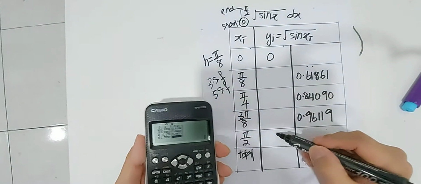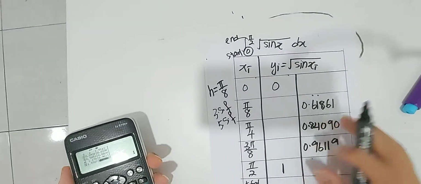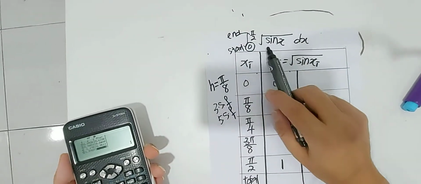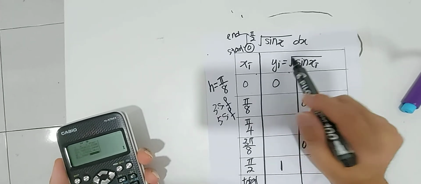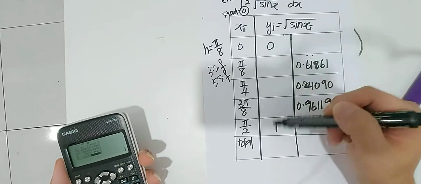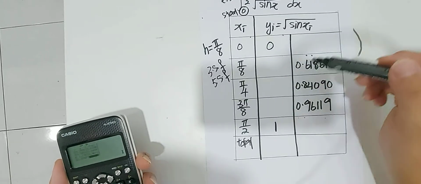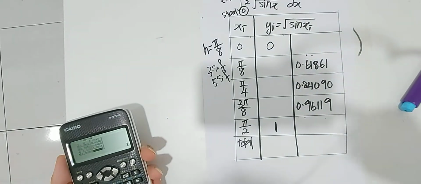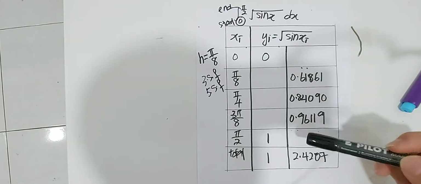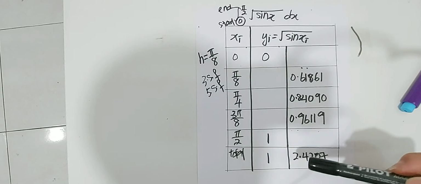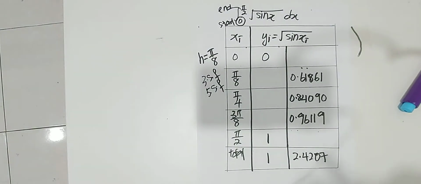Going down again, I will get 1, because sine pi over 2, sine 90 is 1, so square root of 1 is 1, right? Then I have to total up this value and total up these values and write here. We have done the total of the value 1, and the total of these 3 values, you have 2.4207.